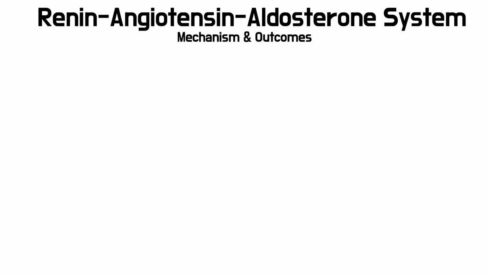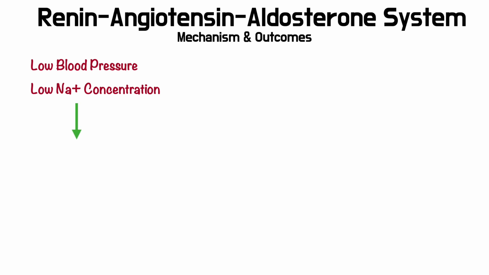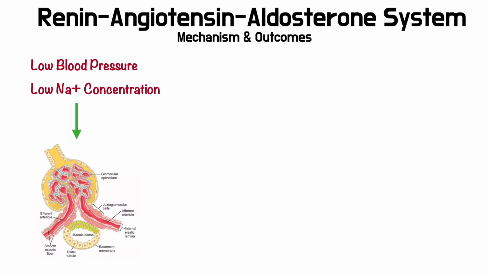So, what triggers activate this system? One of them is low blood pressure, and another one is low sodium concentration, right? These changes are sensed by the JG apparatus, or juxtaglomerular apparatus, of the kidneys, and that is when they release renin. This is an enzyme, right?